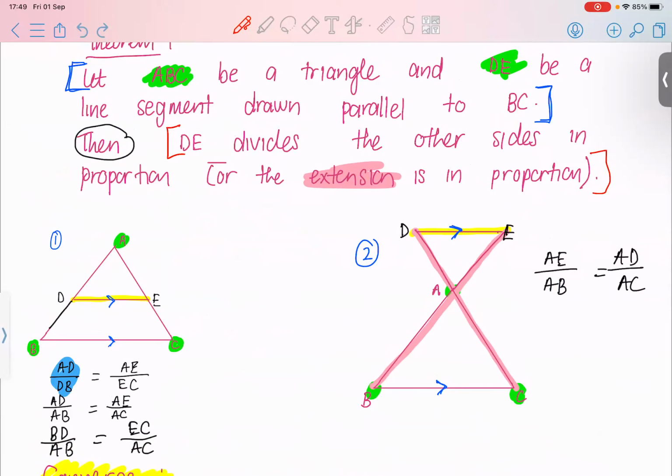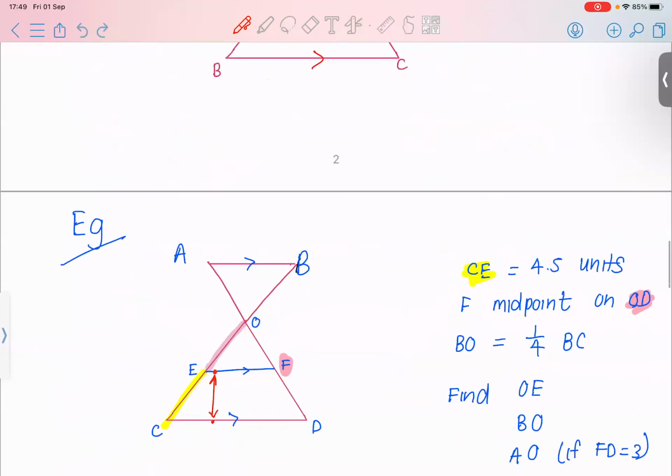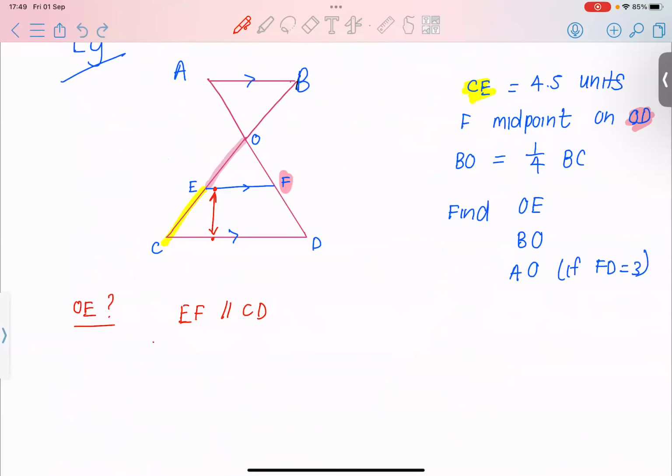So in any case, let me just repeat. Theorem 1 is what we're applying, and it tells you when you have a line that's drawn parallel to one side, then it divides the other two sides in proportion. So here I know that OE over EC equals OF over FD. But I also know that F is the midpoint of OD. That's what I know. Do I actually need any of this information? I know this is 4.5 units.